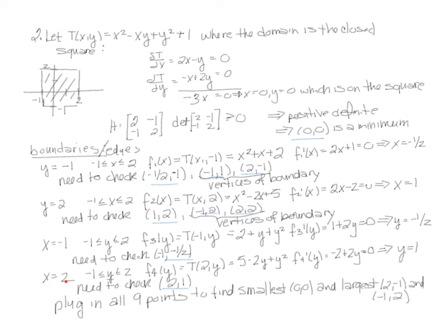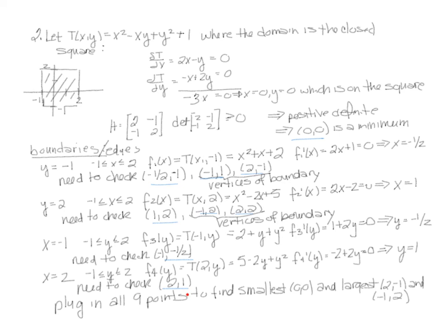And then last we have x equals 2, this line here. We plug x equals 2 into here, and we get f4, which is 5 minus 2y plus y squared. Take the derivative, set it equal to 0, we get y equals 1. So the other point we need to check is (2, 1). So we have all these points, and I underline them all in blue: (0, 0), (-1/2, -1), (-1, -1), (2, -1), (1, 2), (-1, 2), (2, 2), (-1, -1/2), and (2, 1).